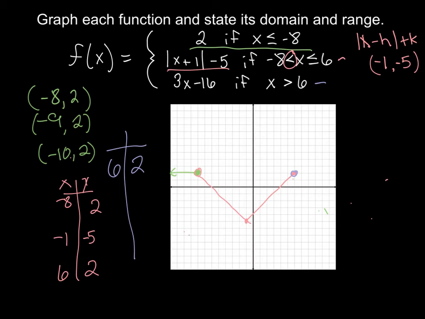And then since it's a line, we can look at our slope here, 3 over 1. So up 3, 1, 2, 3 over 1, up 3, 1, 2, 3 over 1, and there are some points to draw our line.